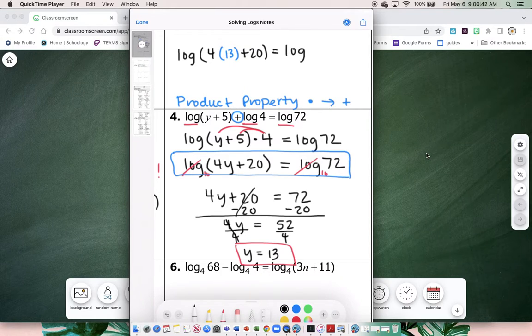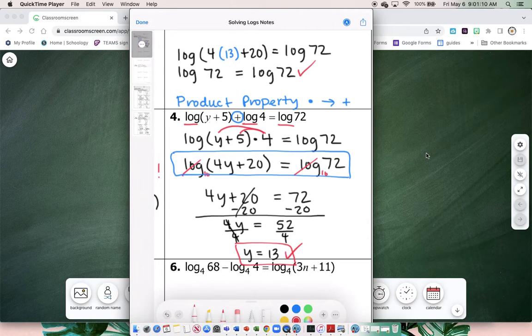Log of 72. So basically we want to see, is the left side 72? So 4 times 13 plus 20, putting that in my calculator right here. Yep, gives me 72. Log of 72 is equal to log of 72, right? Both sides are equal to each other. They're the same. There's no negative log. So yeah, this is true. Therefore, 13 is my solution. Okay, hopefully we're getting the hang of it, right?